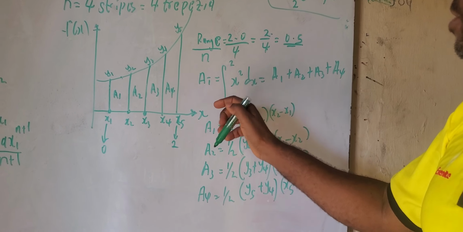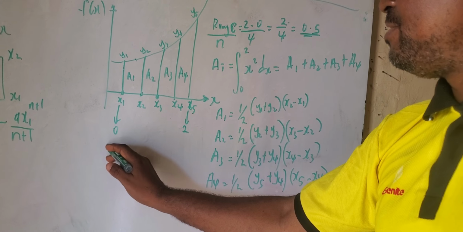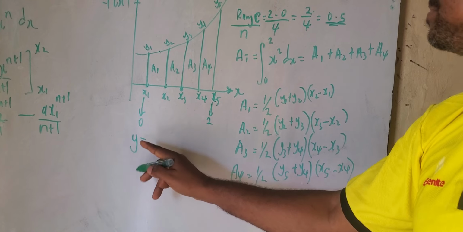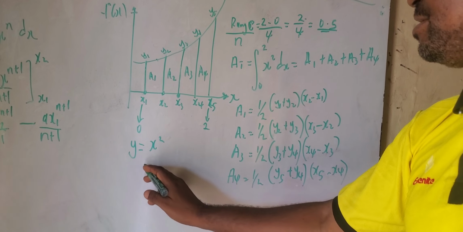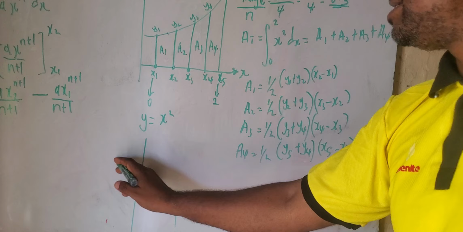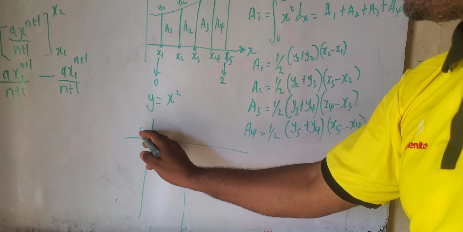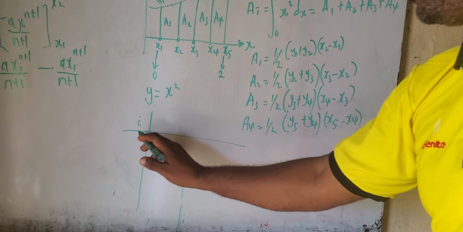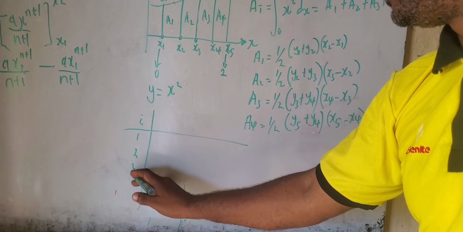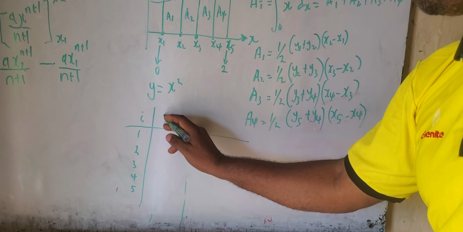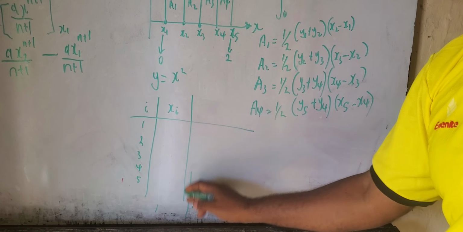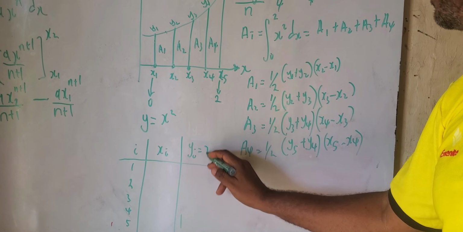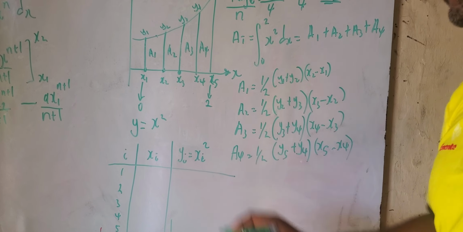Now, the relationship between x and the function y is equal to x squared. So I'm going to have what is called a table of values. I'm going to have my counter here. My x stands for x1 up to x5, so my counter will be 1, 2, 3, 4, 5. Then I'll write xi, then I'll write yi. Yi, according to this function, is xi squared.